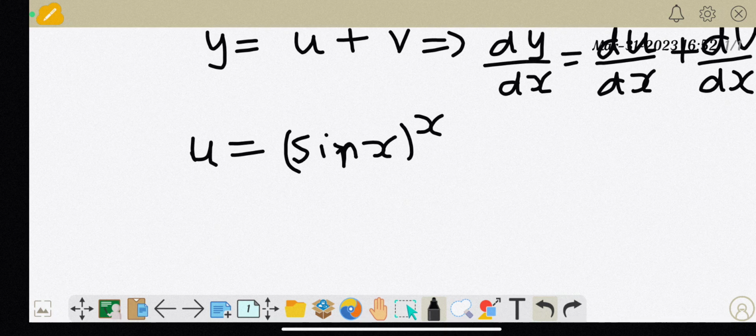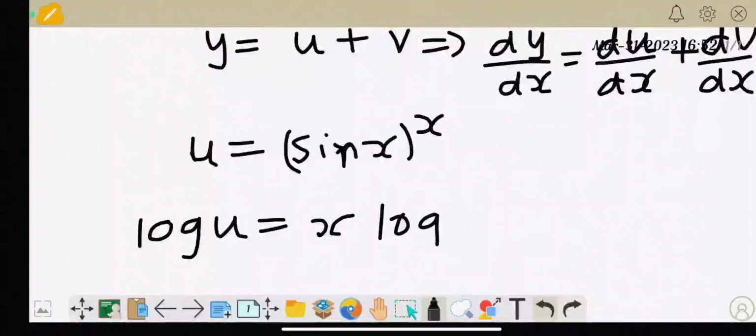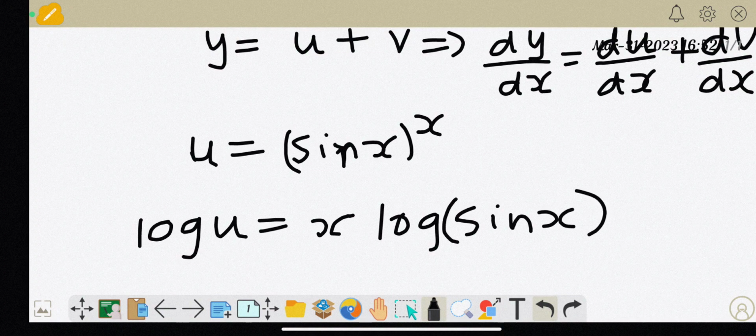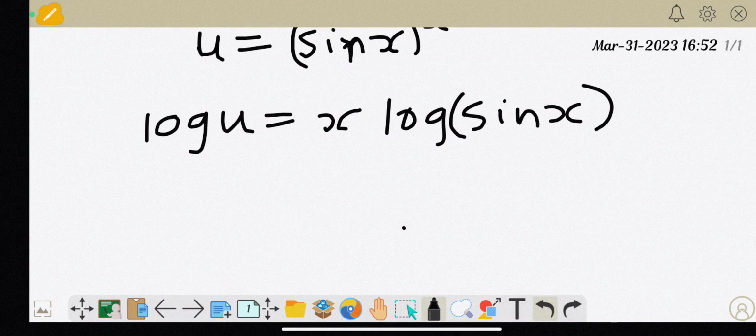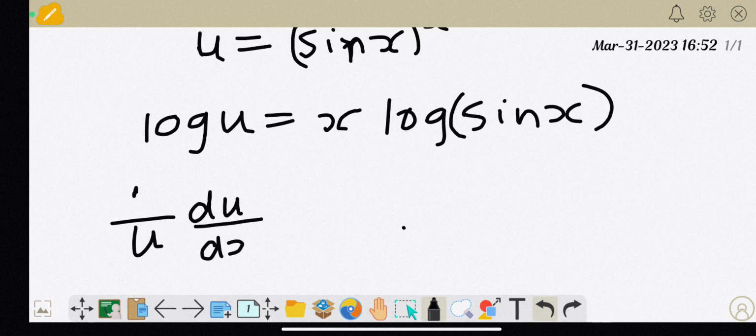So apply log on both sides. Log u. Here the powers will be multiples. Log sin x. After that, differentiate on both sides. So differentiation of log u is 1 by u du by dx.